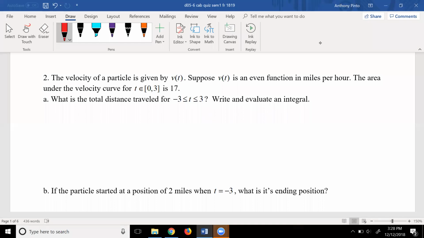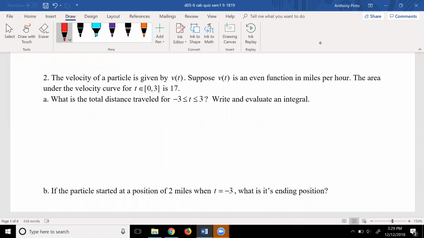All right, so for this problem, it says that the velocity of a particle is given by v of t, and it tells you, suppose that v of t is an even function in miles per hour, and the area under the velocity curve between 0 and 3 is 17. And then it asks, what is the total distance traveled for -3 to 3? And you're going to write and evaluate an integral.